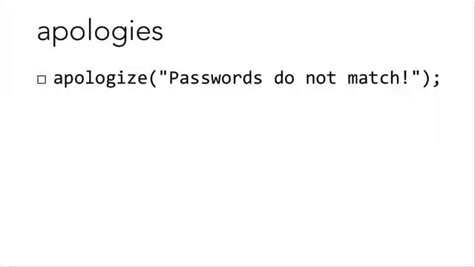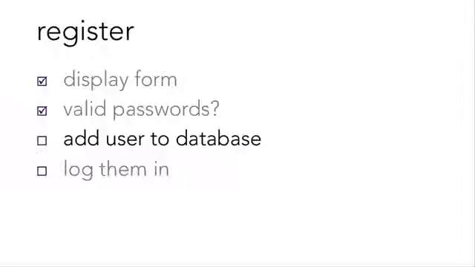Now, what does apologize mean? Apologize is a function in includes/functions.php. Passing in a message will display a page that displays your message. And if you look at the apologize function, really it just renders apology.php. So now we're ready to add the user to the database, provided that the username that they submitted isn't blank. Otherwise, we're going to apologize.